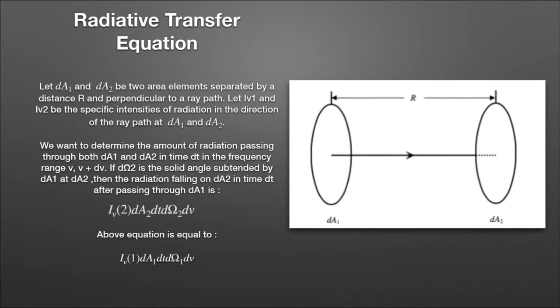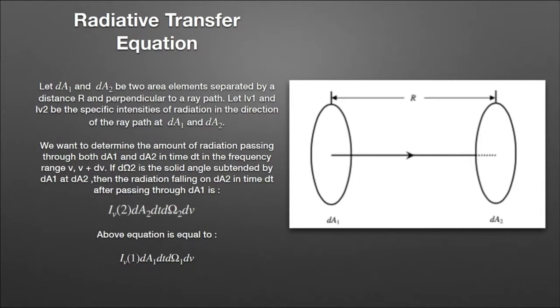So before considering that, we will determine what happens to the specific intensity in empty space when we move along a path. We'll assume that there is no matter. As we have in the figure, we have two areas dA1 and dA2 separated by distance r and perpendicular to the ray of light. Let Iν1 and Iν2 be the specific intensities of radiation in the direction of the ray path at dA1 and dA2.